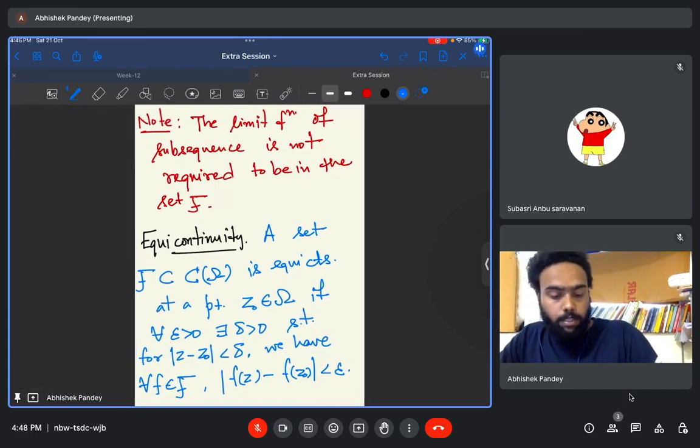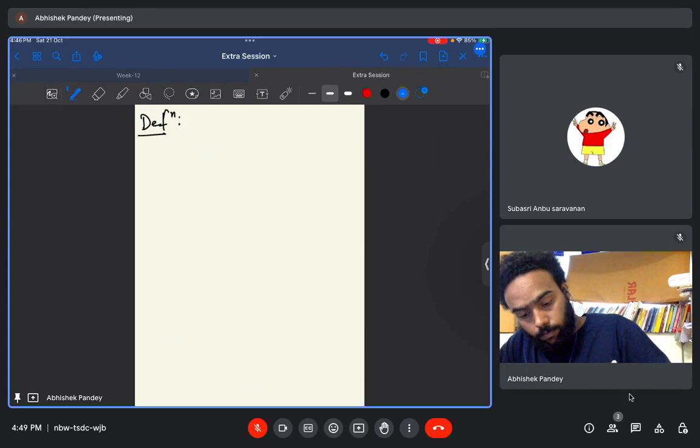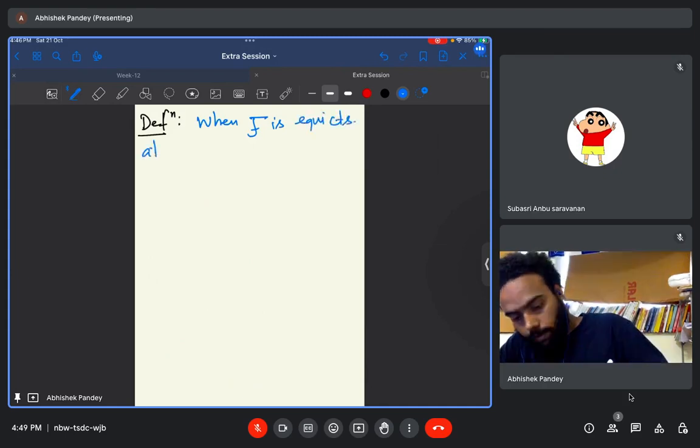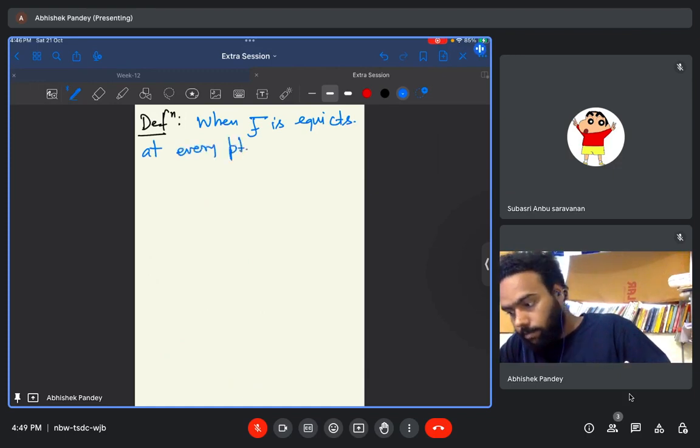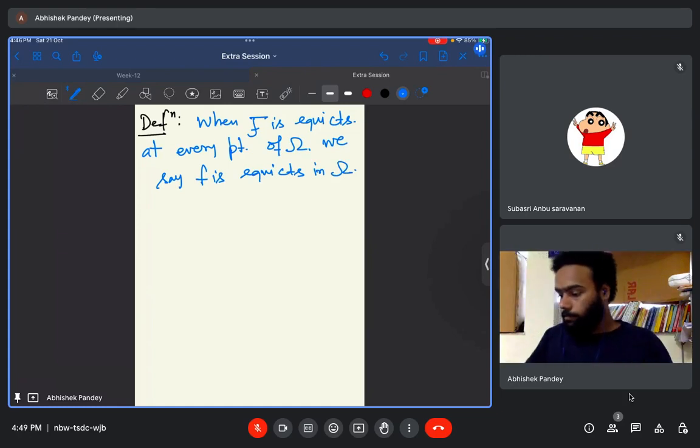So pointwise equicontinuous we say on Ω if it is equicontinuous at every point of Ω. So let us see the next thing. Definition. When F is equicontinuous at every point of Ω, we say F is equicontinuous in Ω.